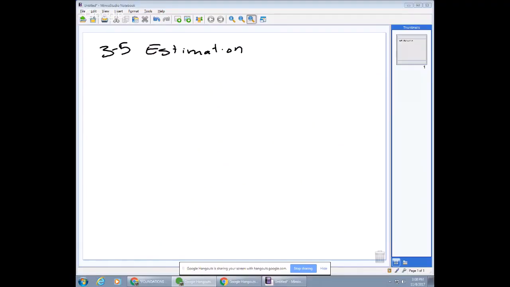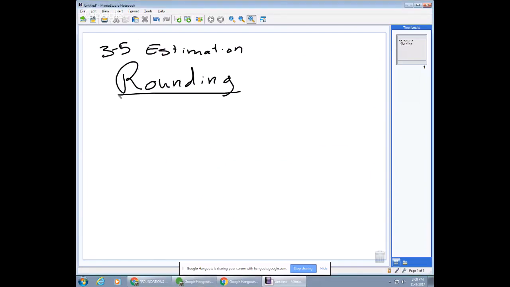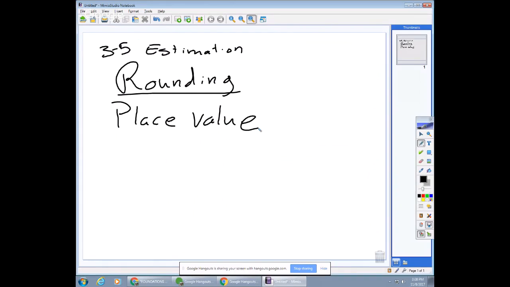First, estimation. We'll review rounding. So like with a lot of things we've done in this past chapter, the idea of place value is super important. In order to talk about rounding, we have to know several places. So we want to make sure kids are familiar with their place values, which they should be.